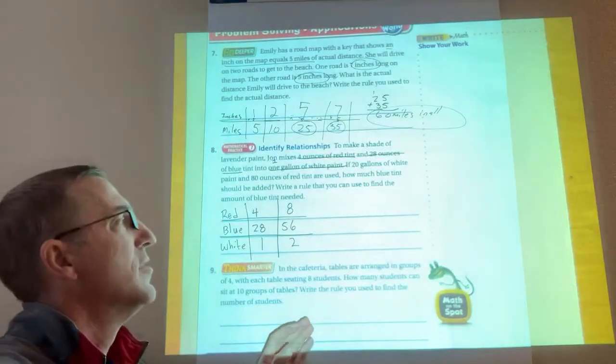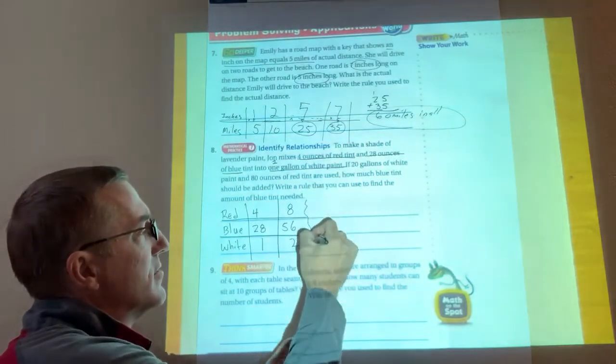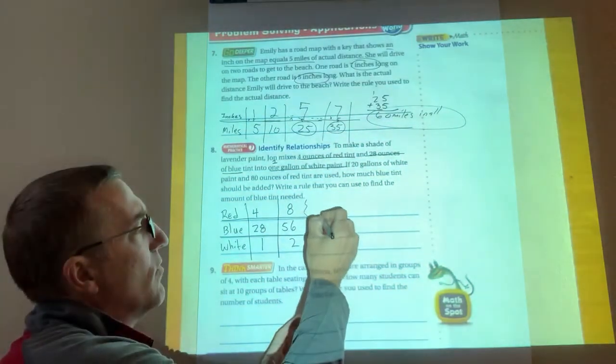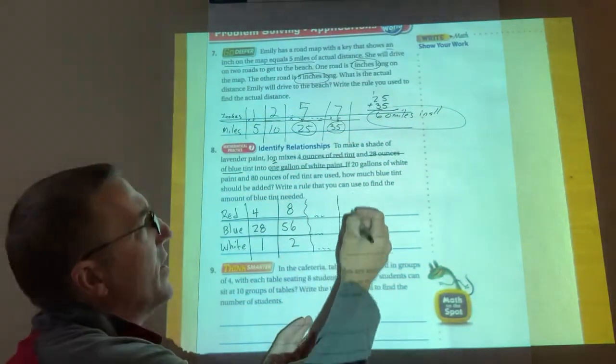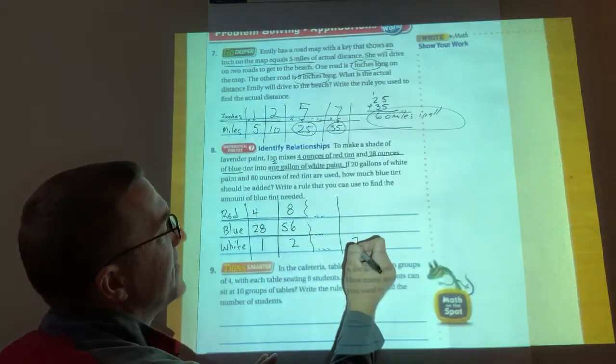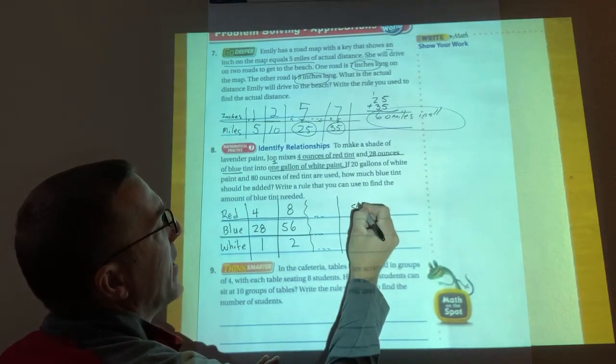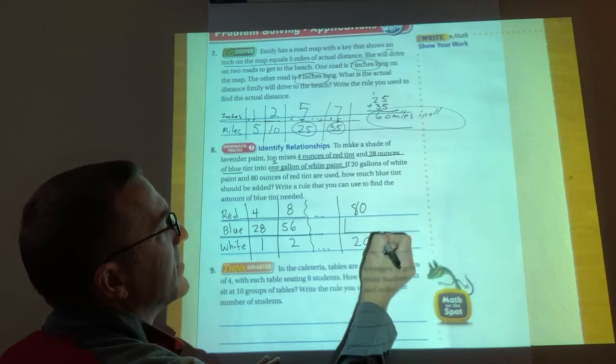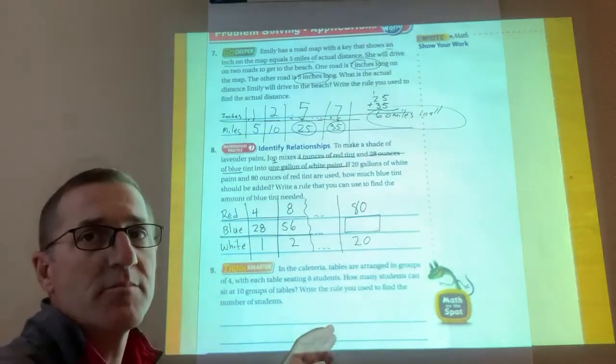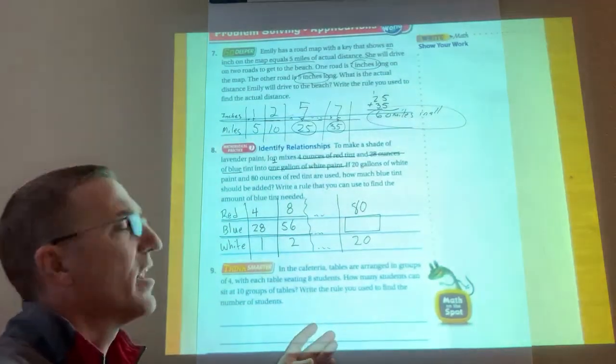Okay. So the question goes, we go dot, dot, dot all the way down the road here. We end up with 20 and 80. And we got to find out what this is. Okay, that's our missing piece. So I got to find my rules.